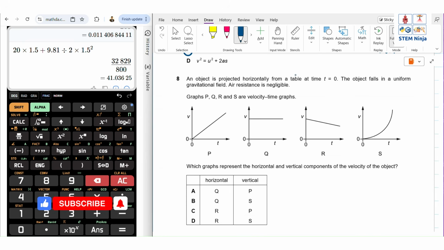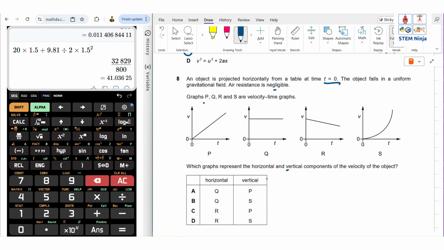An object is projected horizontally from a table at time t = 0. The object falls in a uniform gravitational field. Air resistance is negligible. Graphs P, Q, R, and S are velocity-time graphs. Which graph represents the horizontal and vertical components of the velocity of the object?